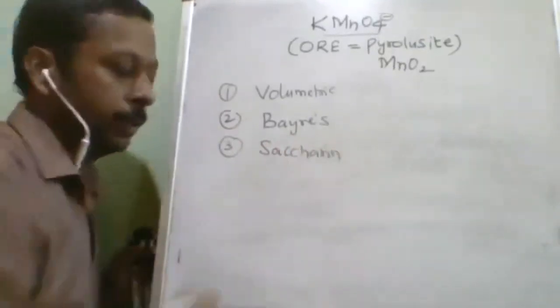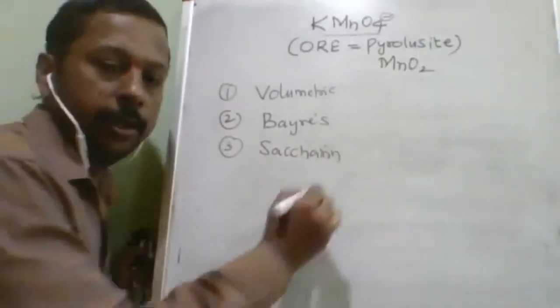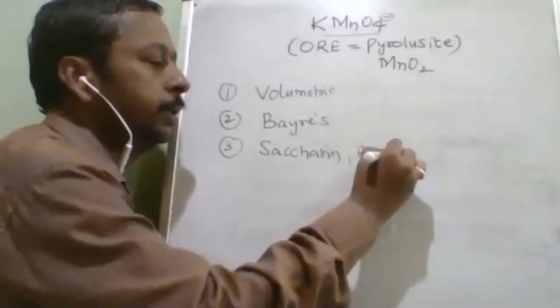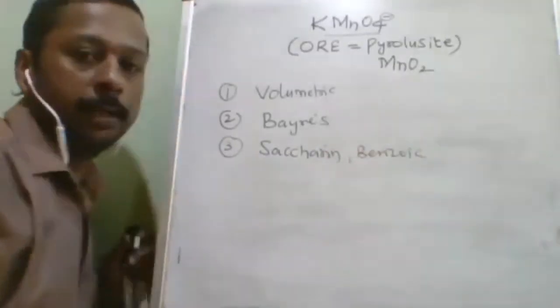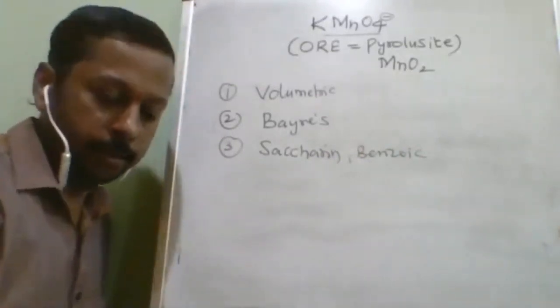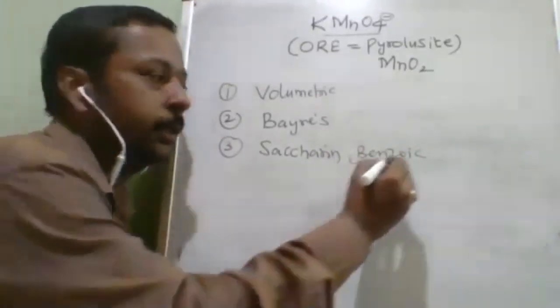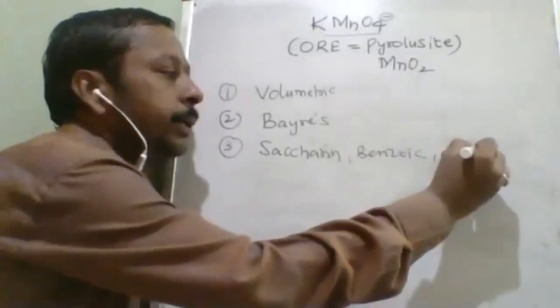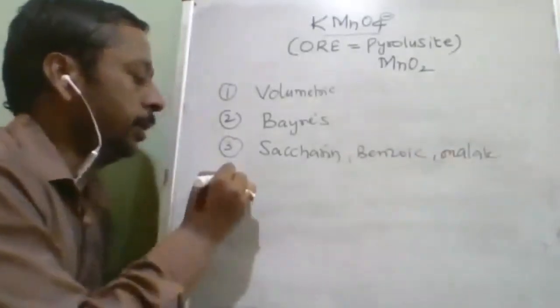Then in the manufacture of saccharin, in manufacture of what? Saccharin. Saccharin, benzoic acid. Many substances are prepared by using which one? KMnO4: saccharin, benzoic acid, oxalate. Many compounds are prepared by using this.